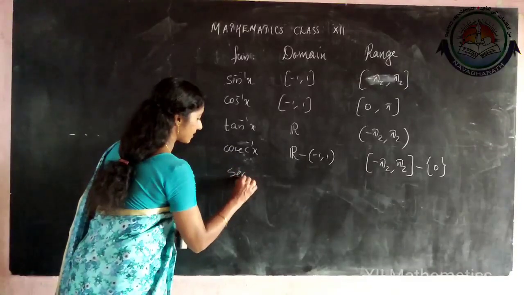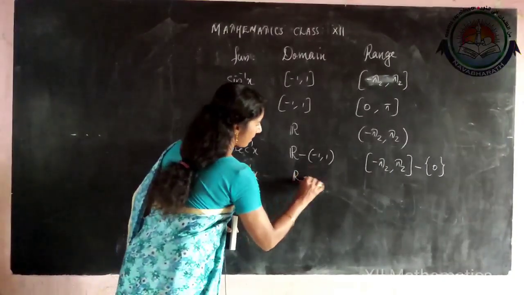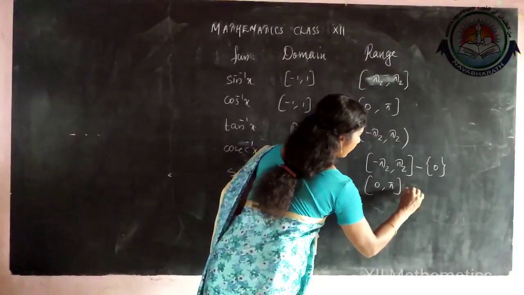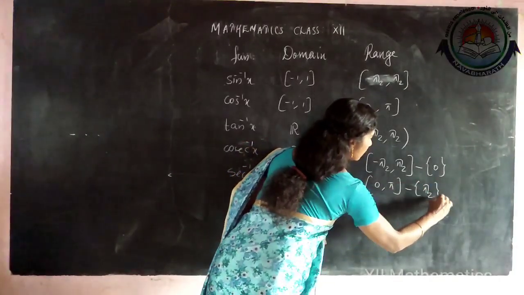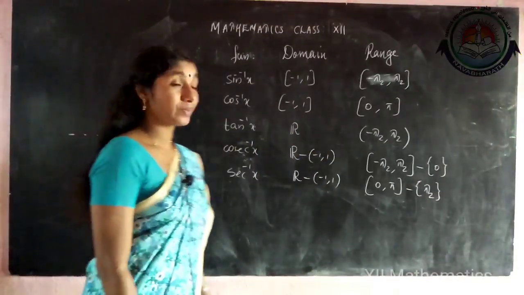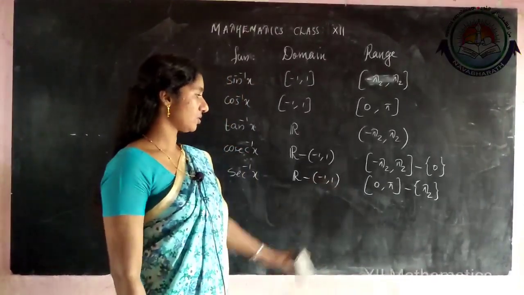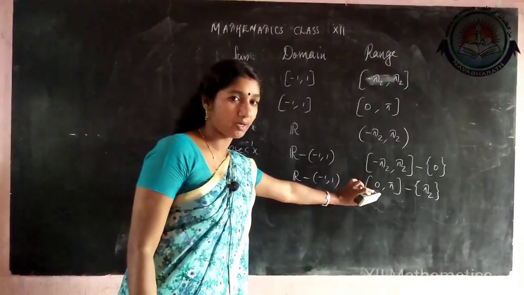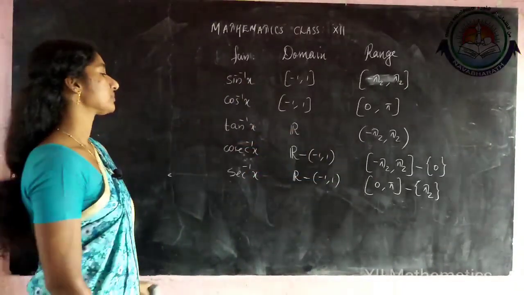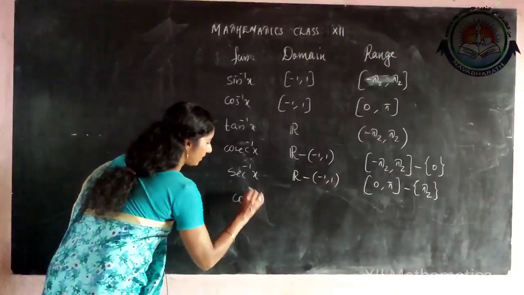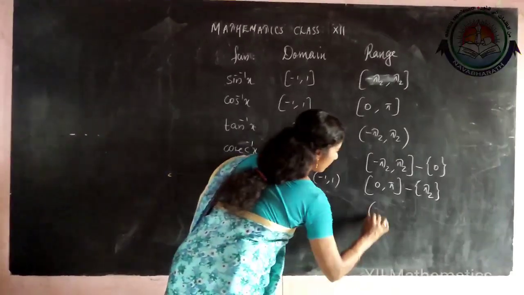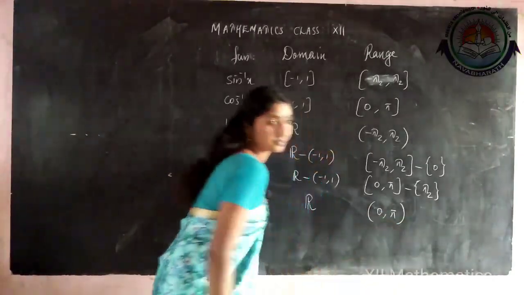Then sec inverse of x, defined from R minus the open interval minus 1 to 1, to the closed interval 0 to pi minus pi by 2, because sec is not defined at pi by 2. Cos pi by 2 is 0, that is why sec is not defined. So the restricted domain of sec x is this one, and that is why its range for sec inverse is coming, that is it. Then the last one, cot inverse of x, defined from R to the open interval 0 to pi.